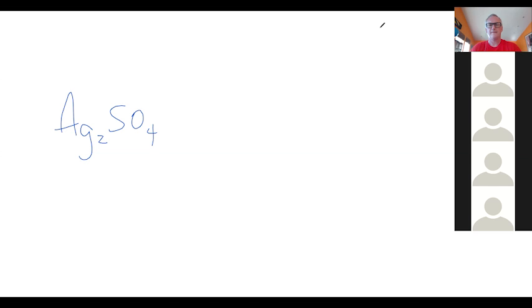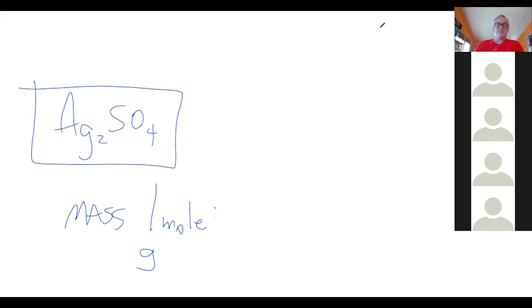Would you multiply each of the numbers by Avogadro's number? That would give me the number of atoms in a mole. That's not really going to help me. What I want is the mass of 1 mole of that. And remember, mass is in grams. Mass is not a number. Mass is a unit of measurement. So if I have 1 mole of this, how many grams of it? How many grams is that?